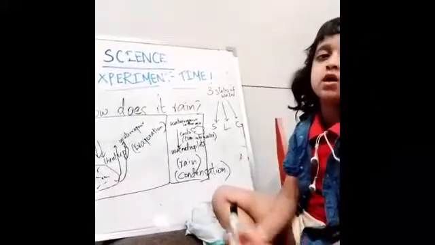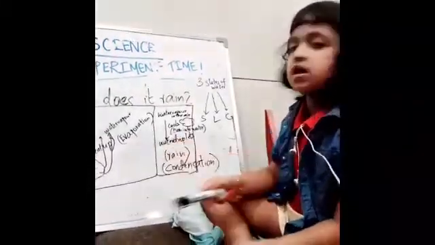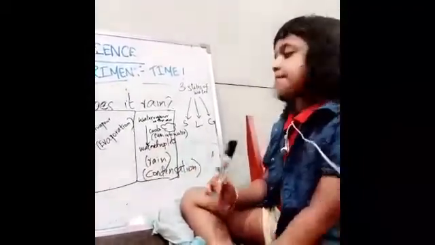Now we should learn 2 concepts. One, evaporation, and condensation. The experiment we just now did is the same thing which happens in the clouds, which makes rain.